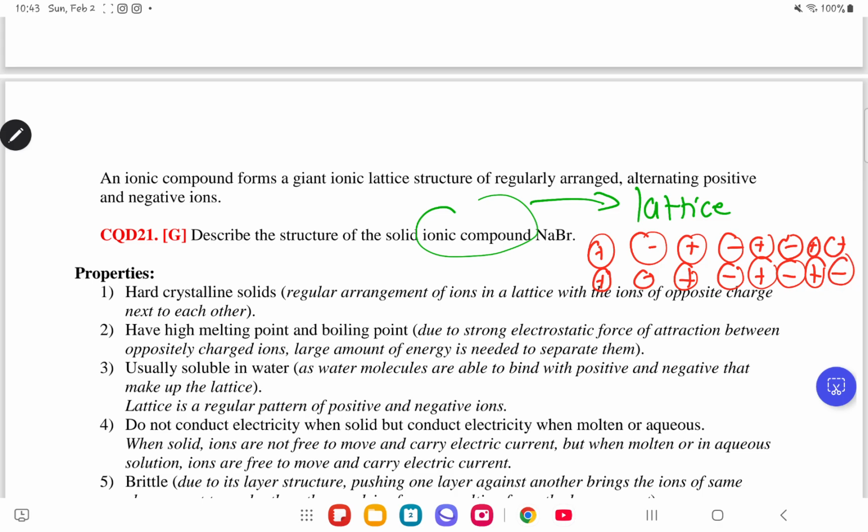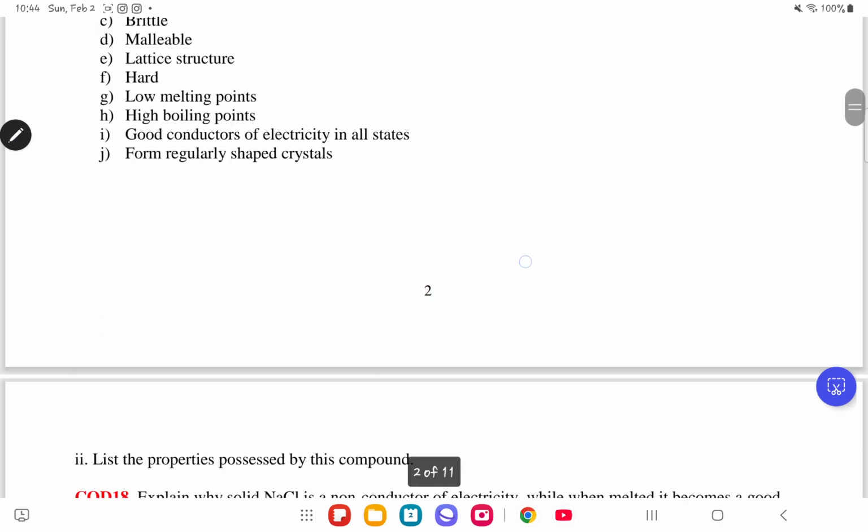Very simply, we say it's a lattice formed of oppositely charged ions. We're gonna separate the ions. They are Na plus and Br minus. So formed of oppositely charged Na plus and Br minus ions. Each ion is surrounded by a group of ions of opposite charges bonded to them via static attractions and ionic bonding. So the forces or the bondings in between the ionic compounds, they are called electrostatic. Okay, that's pretty much it for CQD 21.